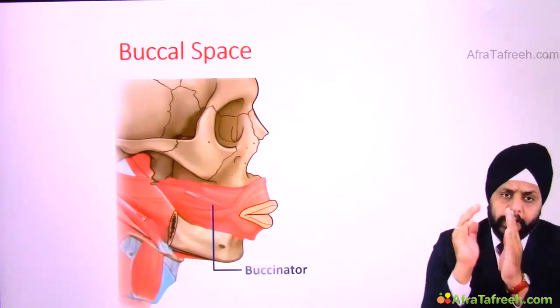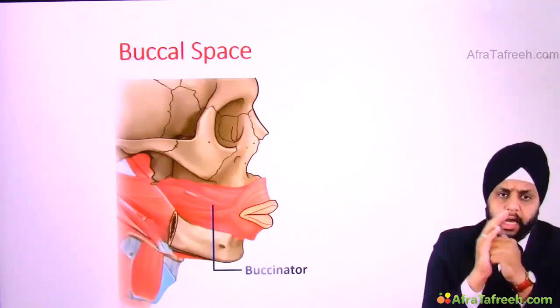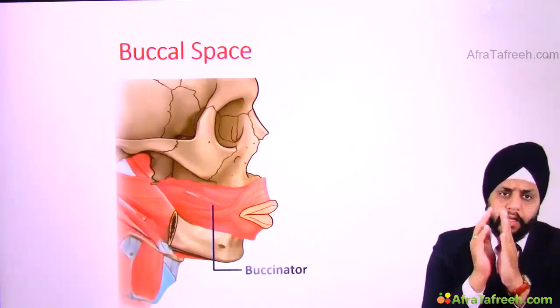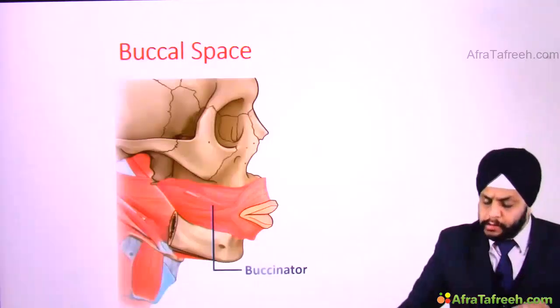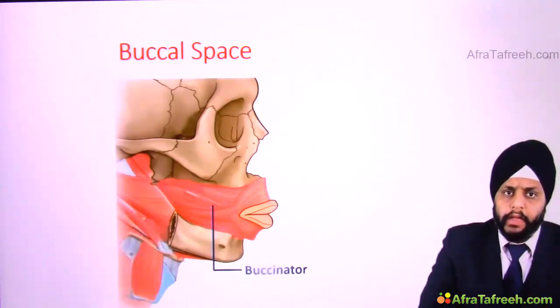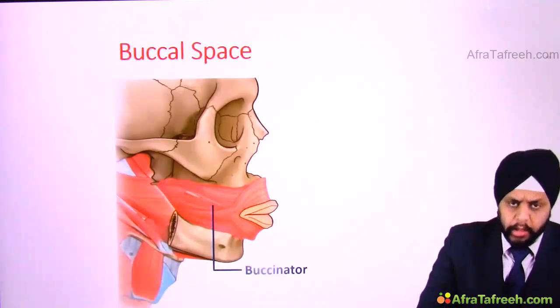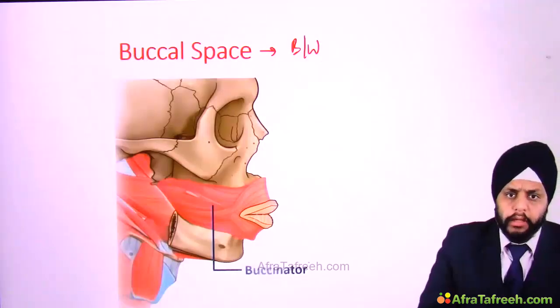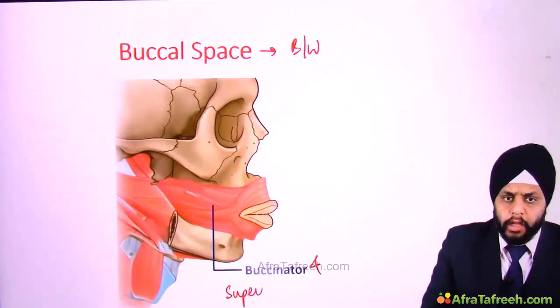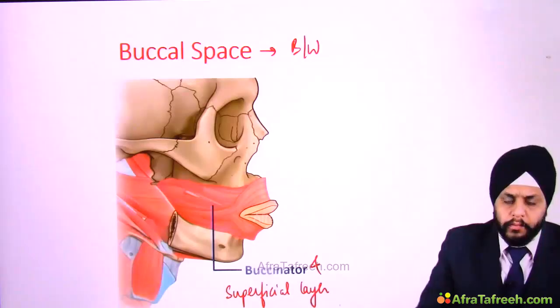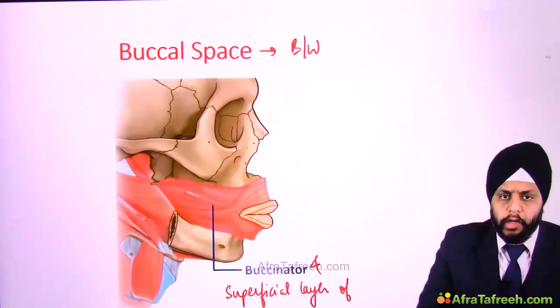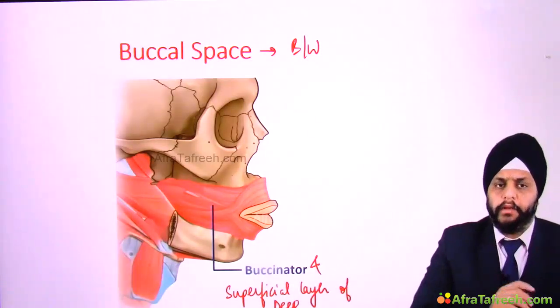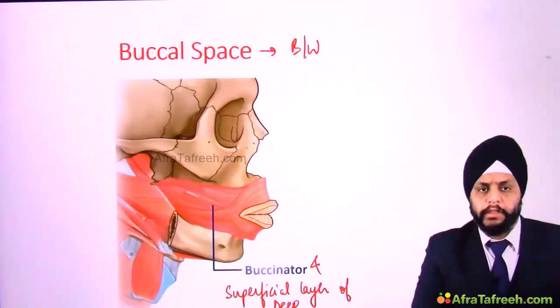Okay, so between the buccinator muscle and the superficial layer of deep cervical fascia, we have a space formation that is known as the buccal space. The buccal space is formed between the buccinator muscle and the superficial layer of deep cervical fascia. There we have the buccal space.